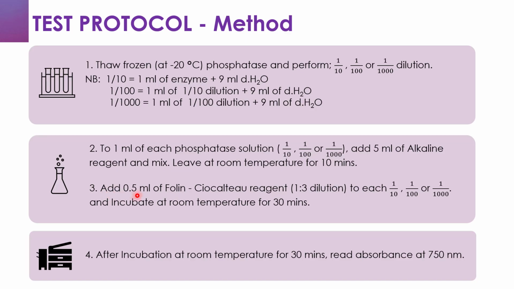So after that, we add 0.5 ml of the Folin-Ciocalteu reagent to each of our samples. So we also have the crude, so we will add 0.5 ml to the crude, to the 1 in 10 diluted sample, to the 1 in 100 and the 1 in 1000 diluted sample, and we incubate at room temperature for 30 minutes. So after incubation at room temperature for 30 minutes, we read the absorbance at 750 nanometers.